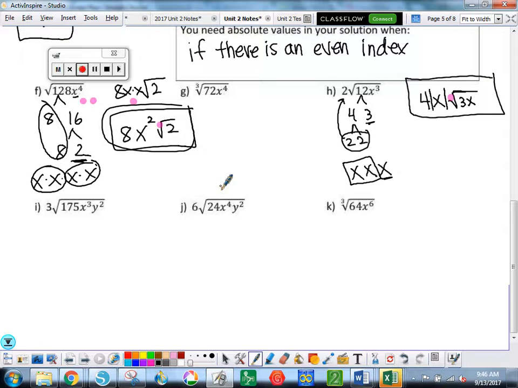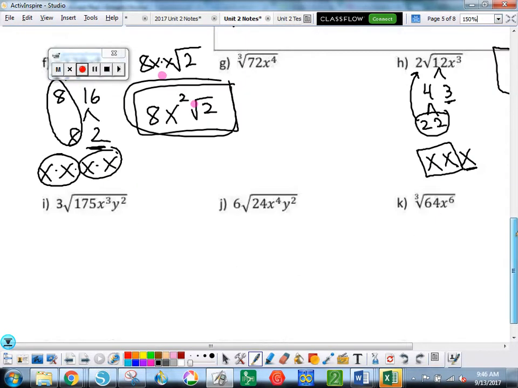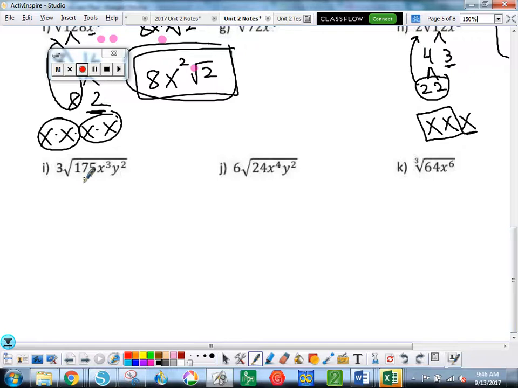Okay, on part I, let's start by looking at the 175. What times what is 175? 25 and 7. And then 25 is 5 and 5. Okay, so this 5 will come out, join with the 3 and make a what? 15. A 15. The 7 stays in. I left a space because we have variables.